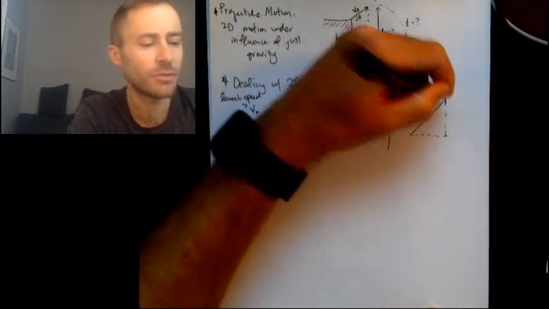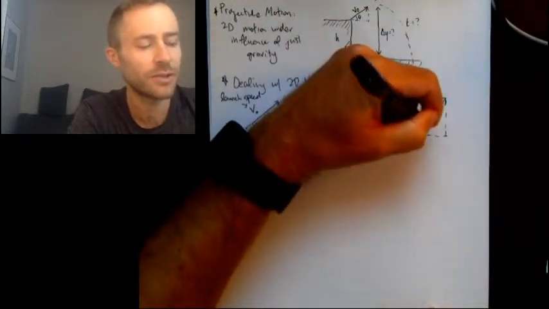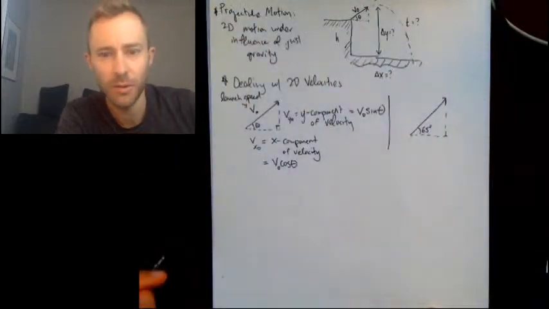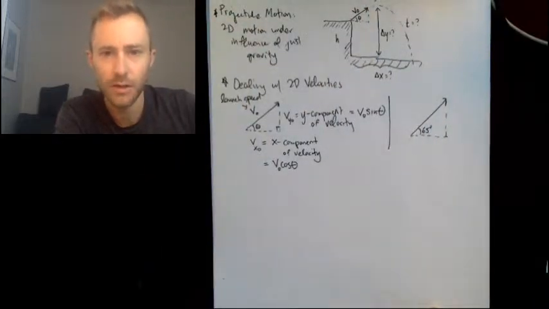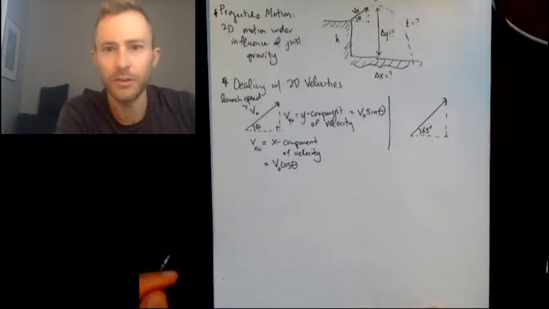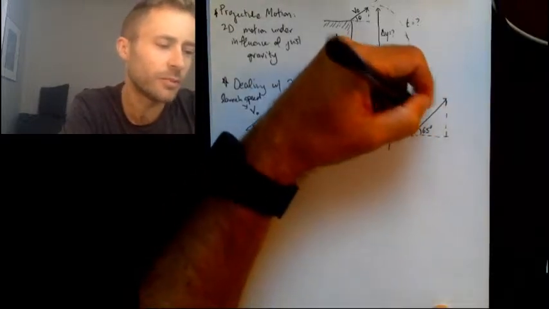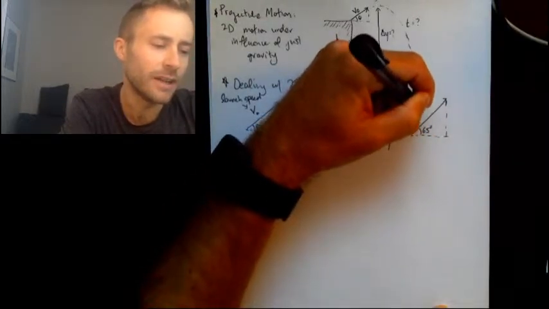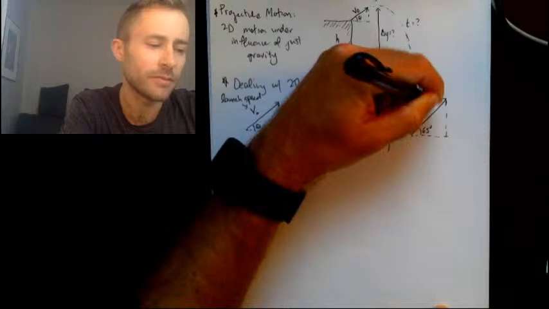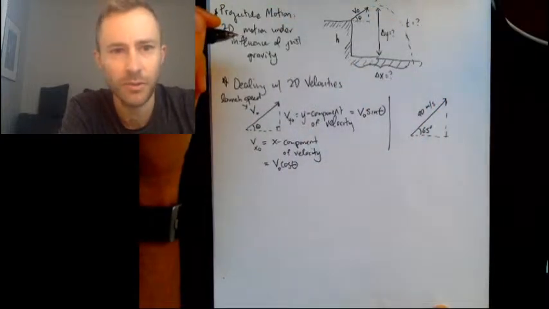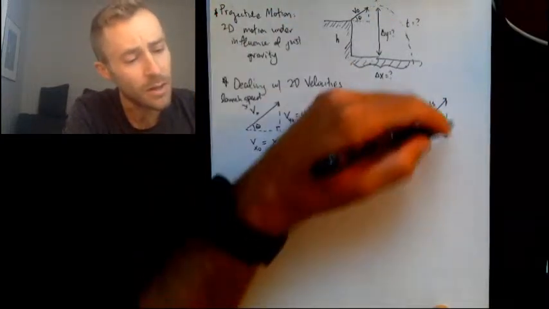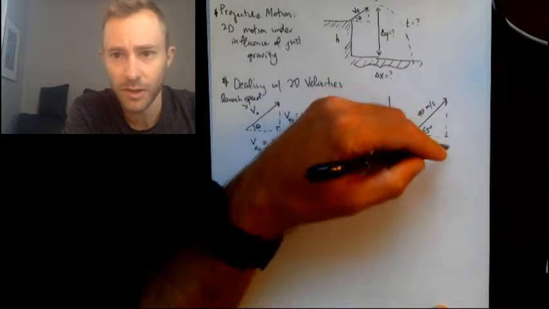Let's say I launch a projectile at an angle of 65 degrees above the horizontal, and I launch it with a speed of 90 meters per second. That's the launch speed, 90 meters per second. How much of that launch speed is vertical and how much is horizontal?